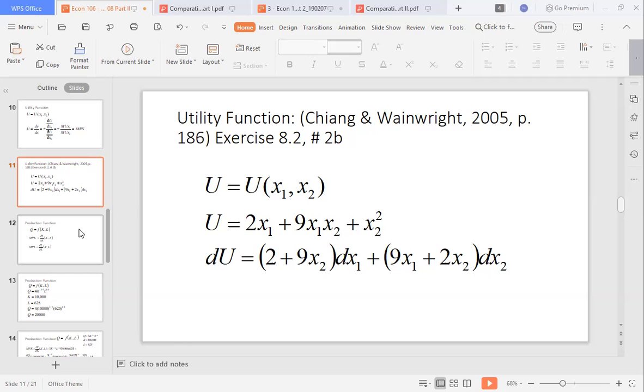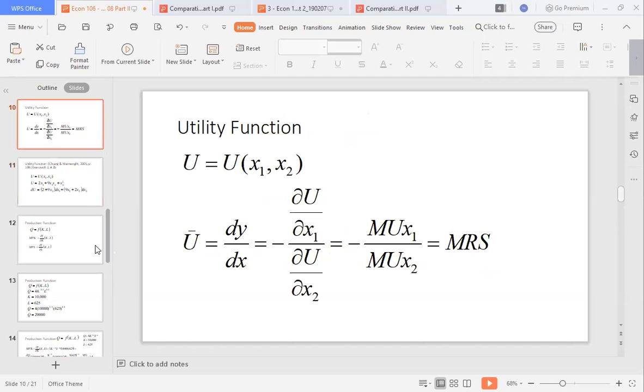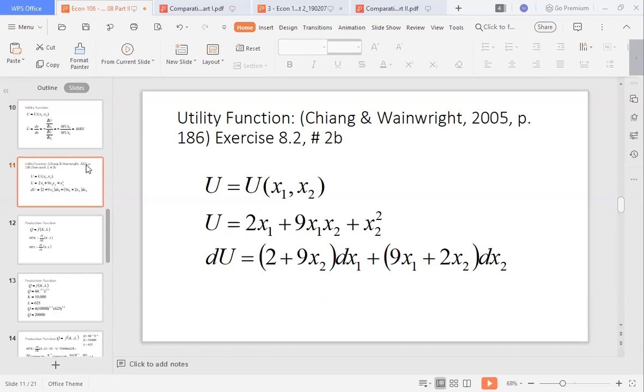Okay, so you see, class, the similarities in terms of obtaining the total differential, but again it is obvious that the theories behind every function here depend on what is in study. So again, this is a utility function. Obviously, it refers to the consumer theory.